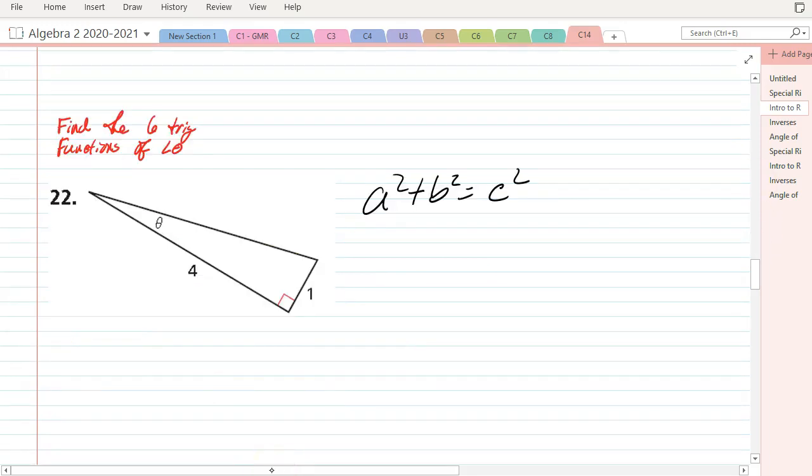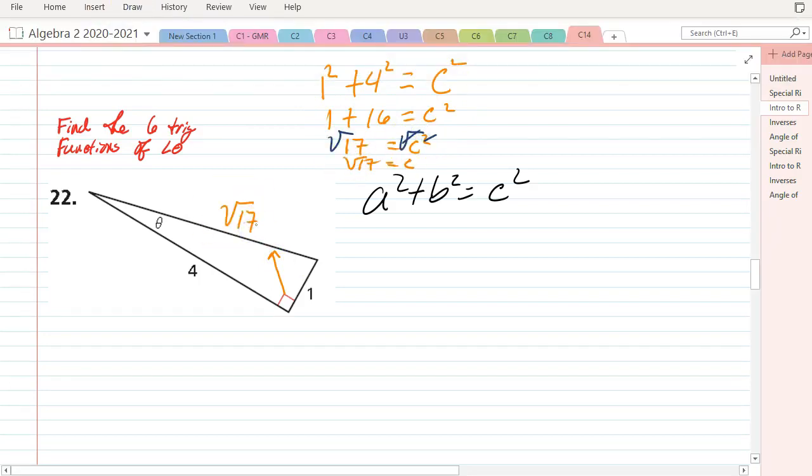We have another one here, and this time we have one side that's 1, another side that's 4, but we don't know the missing side. Unfortunately, this is not a Pythagorean triple, so we need to use a squared plus b squared equals c squared. I know that the missing side is the c because it is opposite my 90-degree angle, or you can call it the hypotenuse.